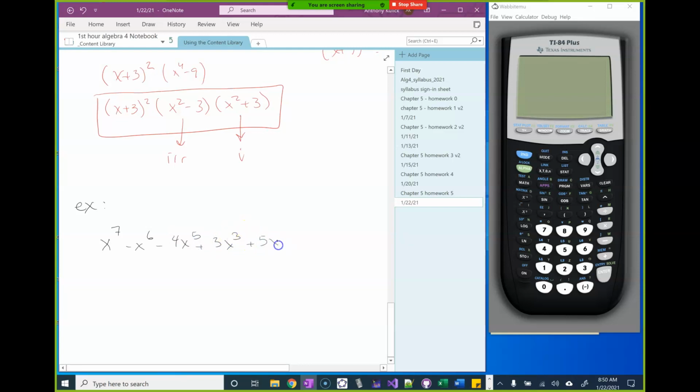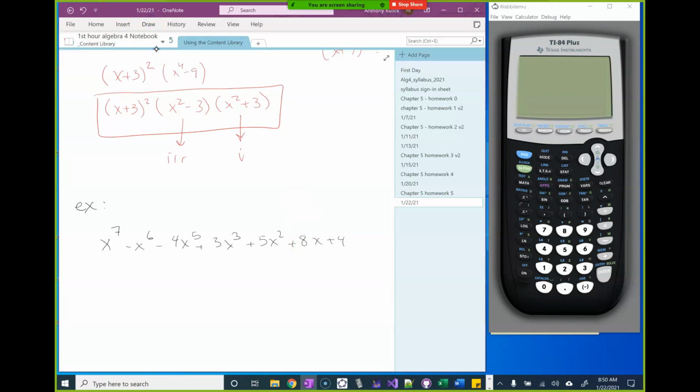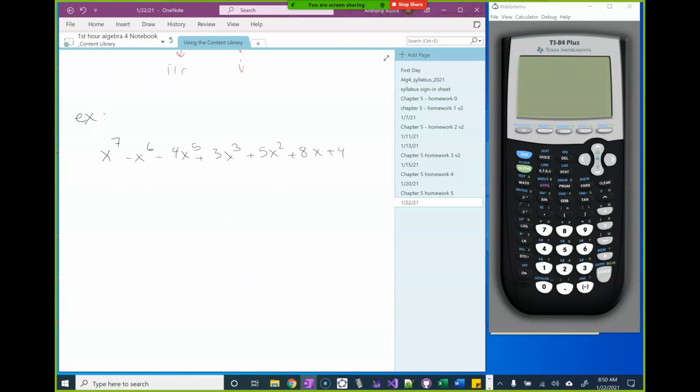We start the same way. So we have 7 solutions. The constant term is 4. The leading coefficient is 1. So my factors of 4 over my factors of 1 are just 1, 2, and 4. And then we go look at our graph and see what we can see there. So clear that out of there.